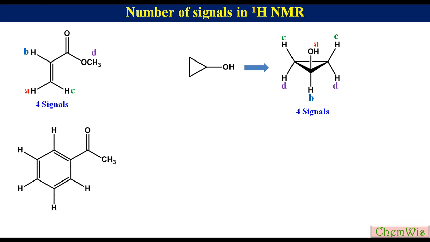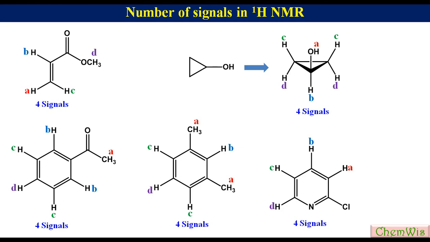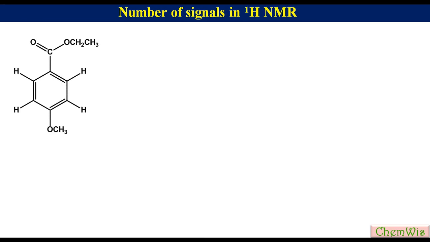Acetophenone. It has 4 different sets of protons A, B, C and D. So it will have 4 signals in the proton NMR. Similarly, metazidine and 2-chloropyridine with 4 different sets of protons will have 4 signals in the proton NMR. 4-methoxyethyl benzoate. There are 5 different sets of protons A, B, C, D and E. So it will show 5 signals in the proton NMR.